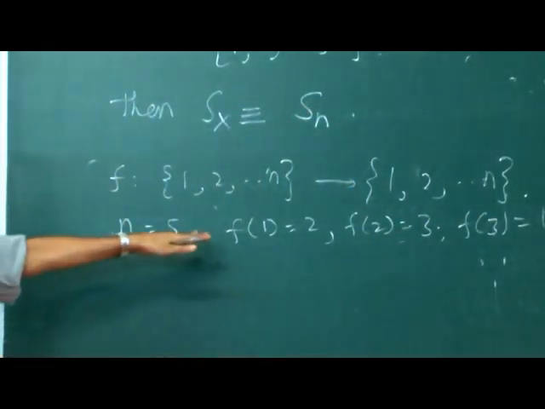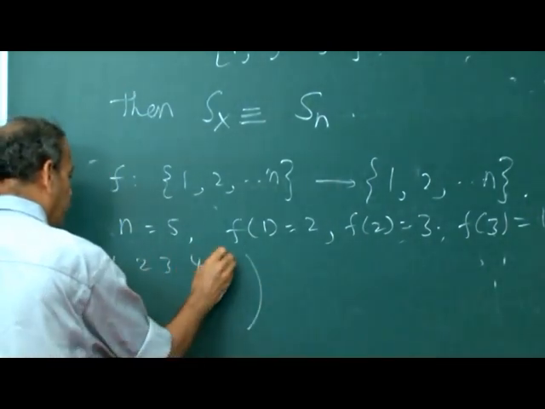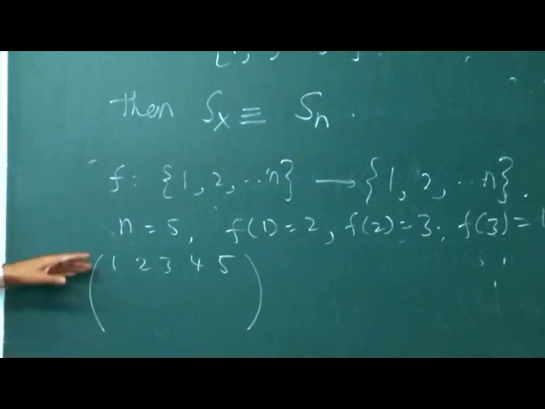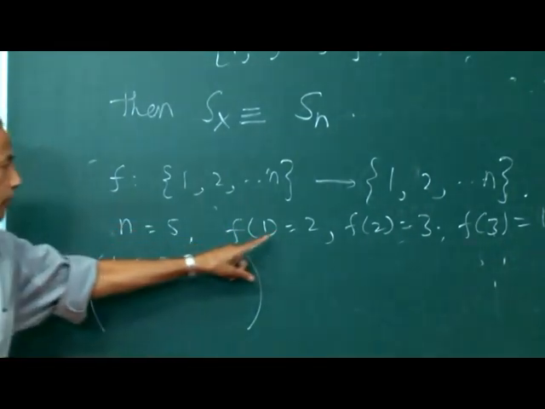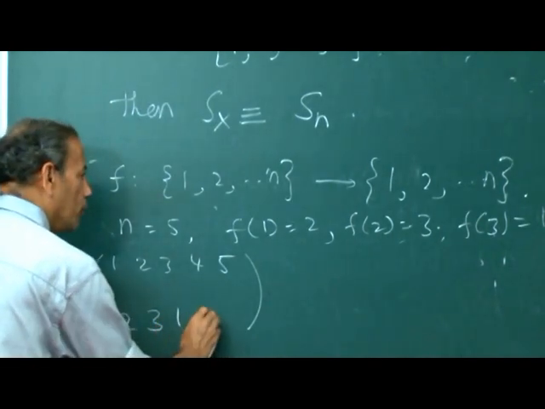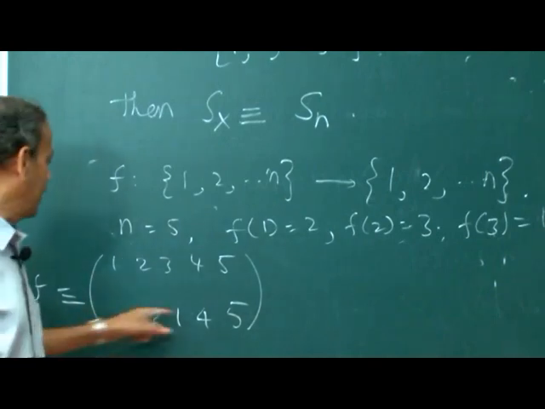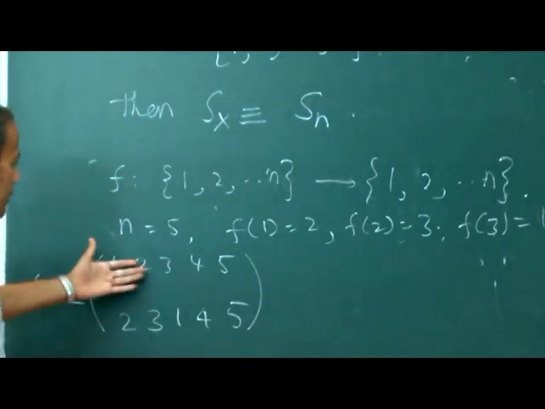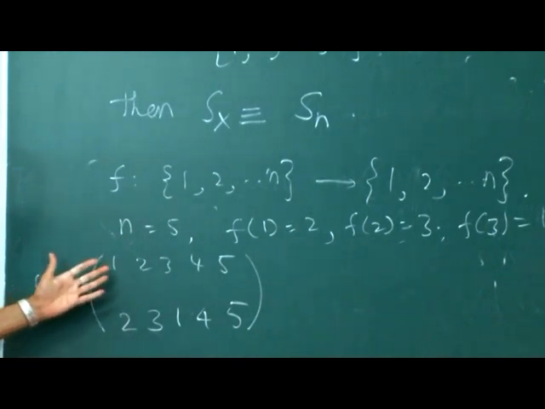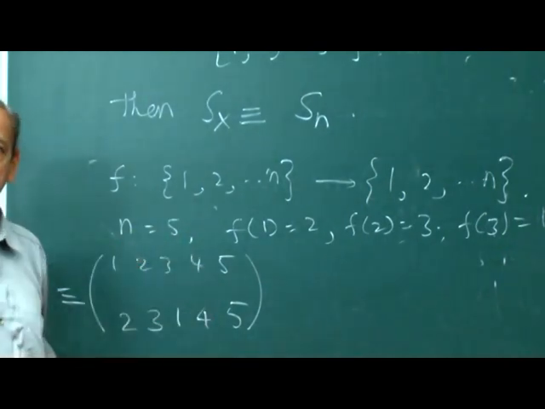So what we will do is shorten this by writing 1, 2, 3, 4, 5, and below this, create an array. Below 1, you see where 1 is going. So it is 2, 3, 1, 4, and 5. Looking at this array, I know this permutation very easily: 1 is going to 2, 2 is going to 3, 3 is going to 1, 4 is going to 4, 5 is going to 5.